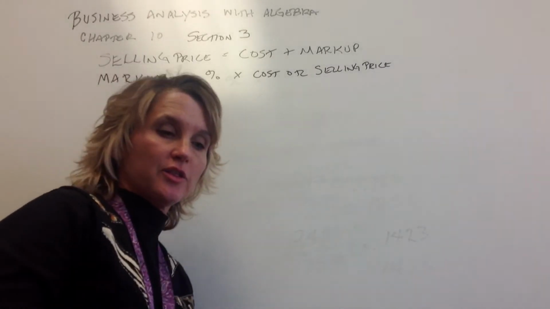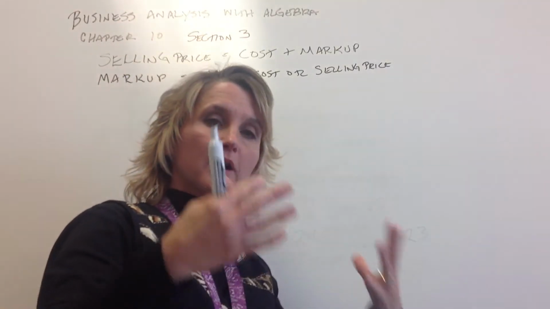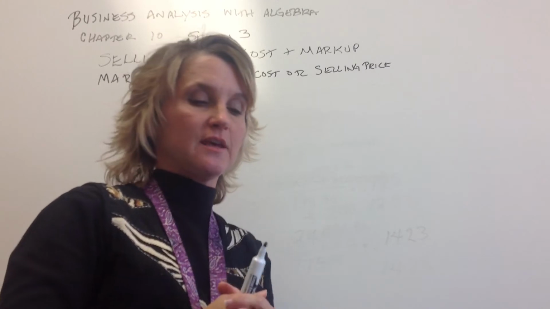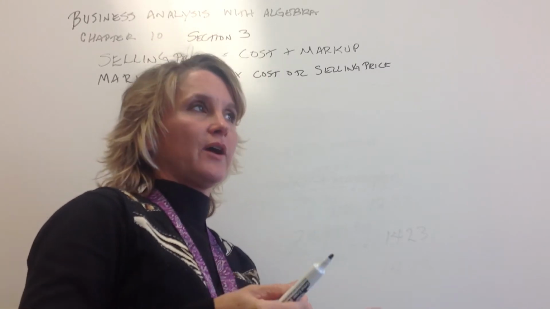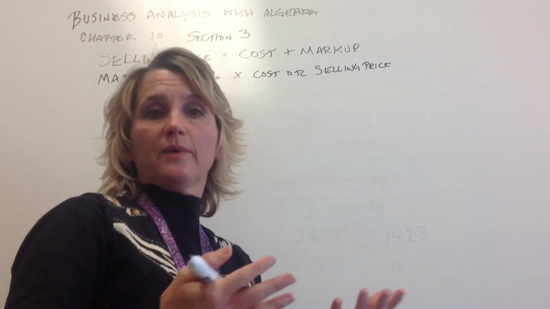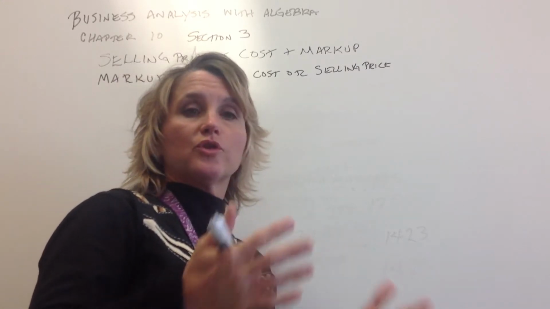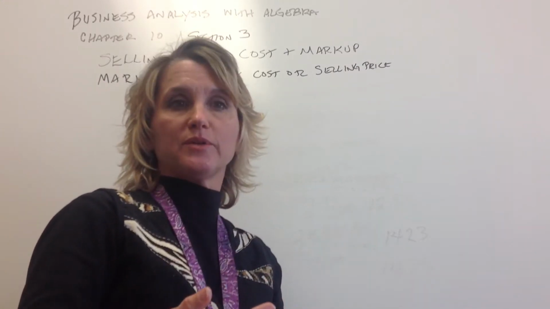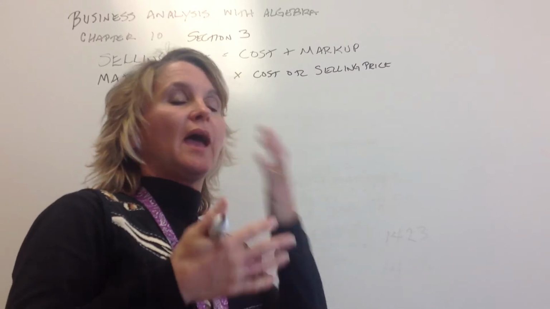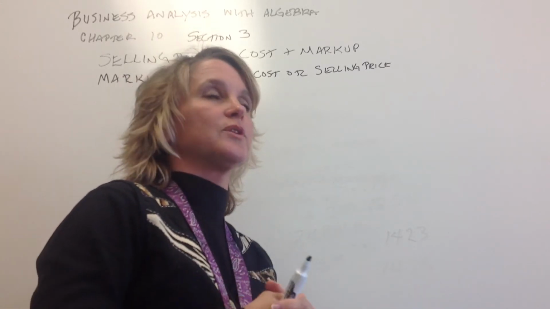Chapter 10, Section 3 is just the markup concepts taken to the next level. Say we are now in an environment, which is many retail environments, maybe a grocery store, and all of the product cannot be sold; some of it's going to be thrown away. How do you price that product knowing some of them are unsaleable?